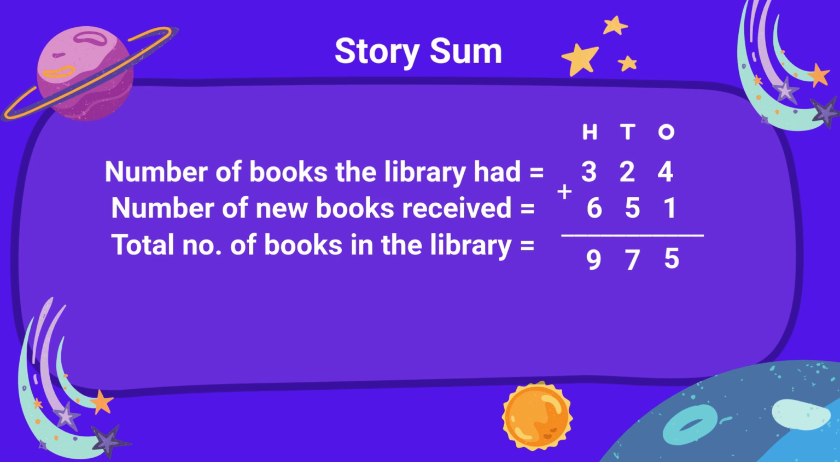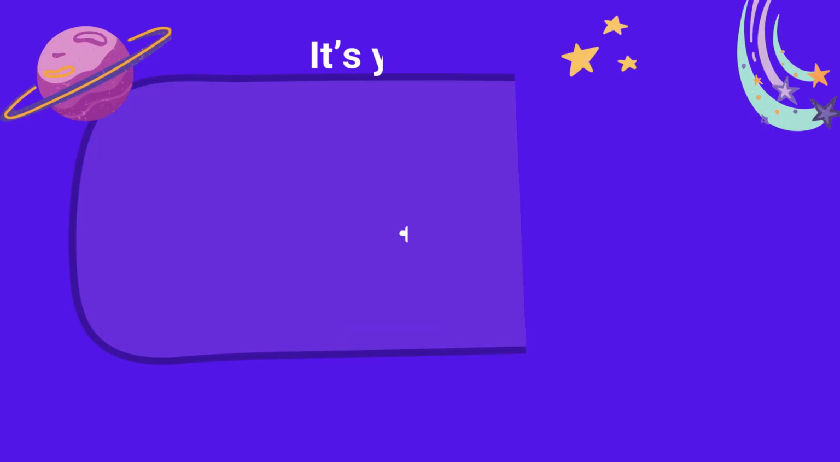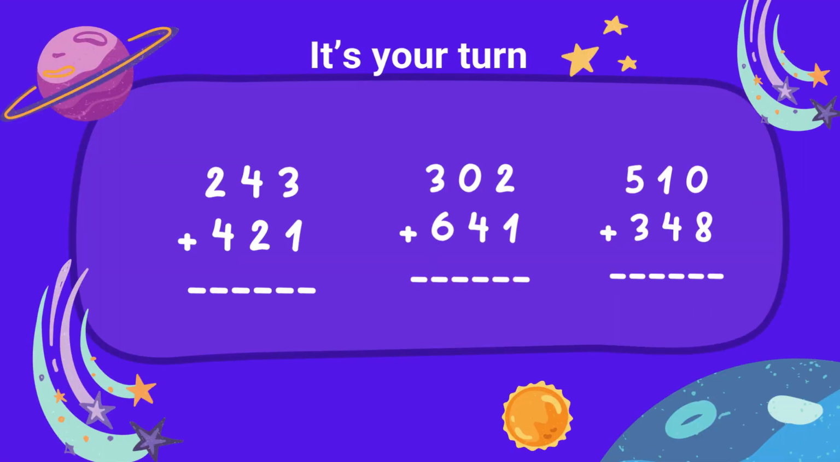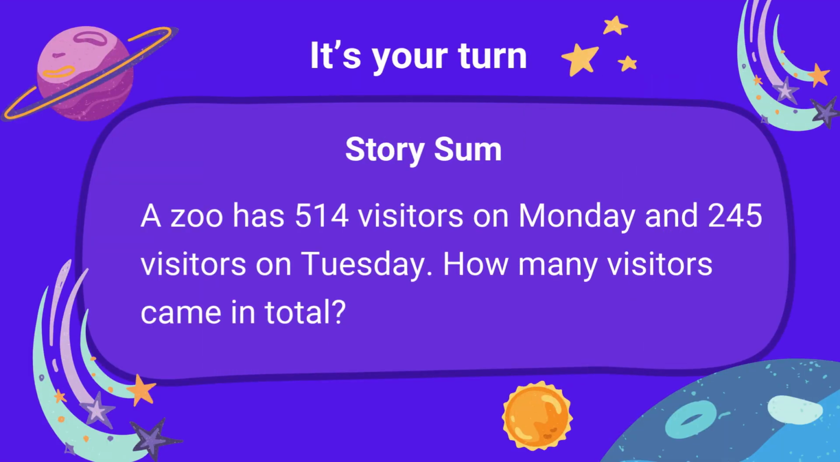Therefore, the total number of books in the library is 975. Very good children. Now, it's your turn. Solve the following sums and story sums on your own.